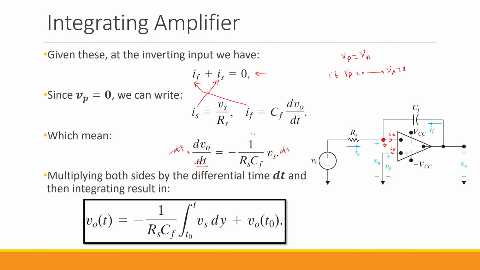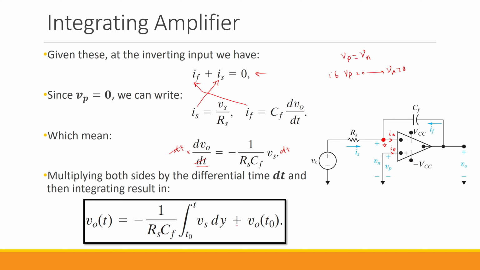You have seen how I calculate this integral. We have VO, which is a function of time, equals negative 1 over Rs multiplied by Cf. Because this is a constant, you can take it out of the integral. Inside the integral, since we don't know the exact function of Vs, we have the integral of Vs from time t0 to t, and then dy. This y is basically the same variable as t, but I have changed it to avoid confusion. It is only for representation purposes, and it doesn't affect the calculations.